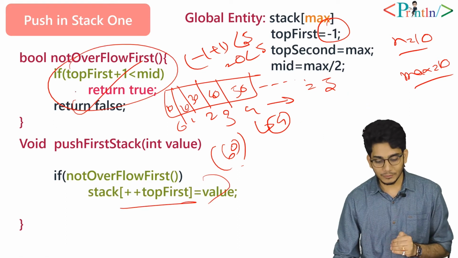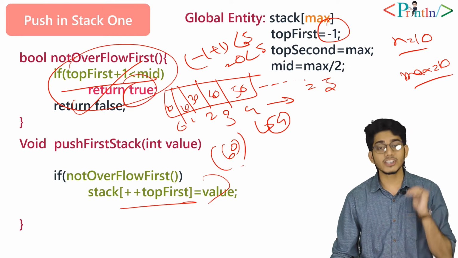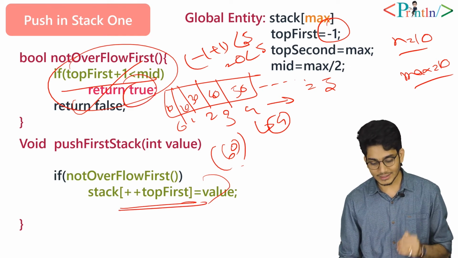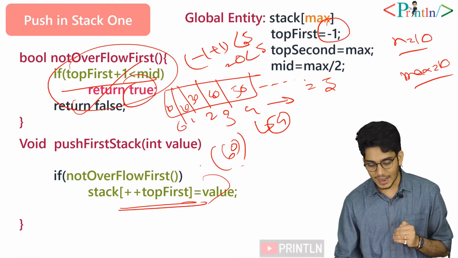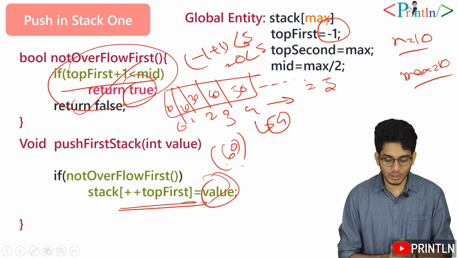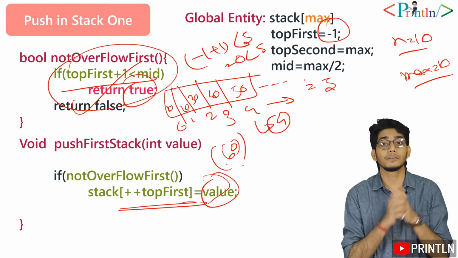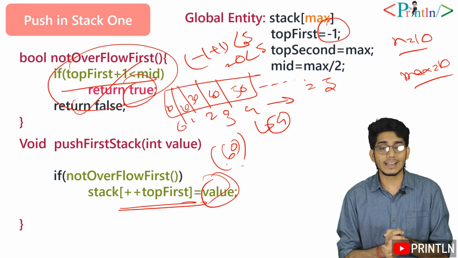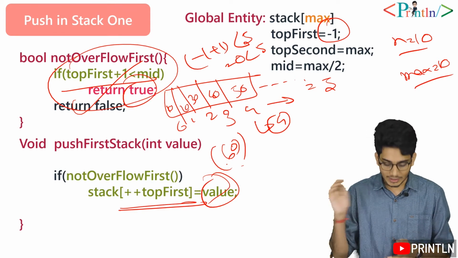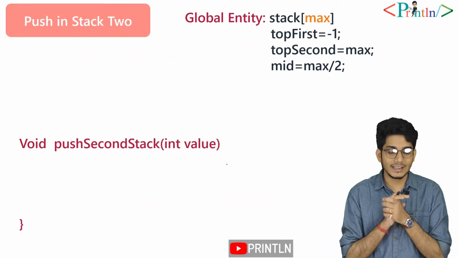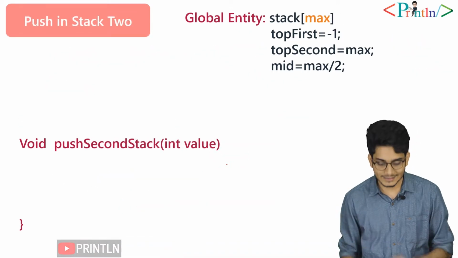So first we check this condition. If this condition is satisfied, then we increment our top first and push the value. I think this portion is clear, how we can push anything into our first stack. If you have any doubt up to this point, just write in the comment section. Now we'll see how we can implement this for the second stack.